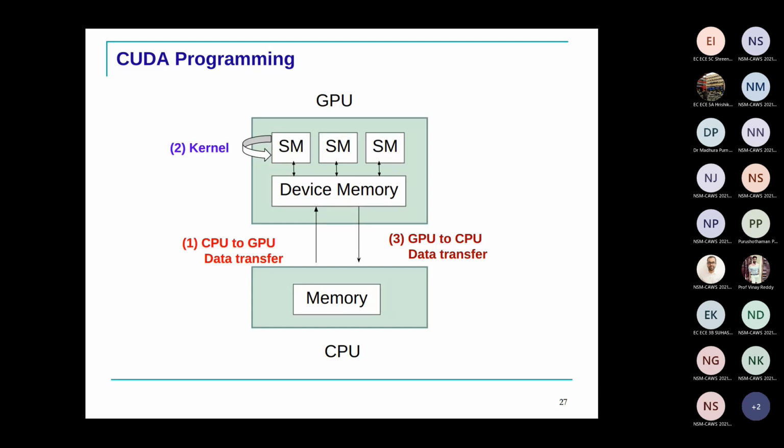There are several optimizations on how to minimize the CPU to GPU or GPU to CPU data transfers, because research has shown that a significant amount of time is spent transferring data between the CPU and GPU.